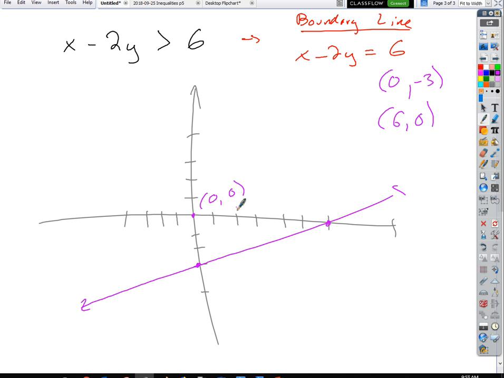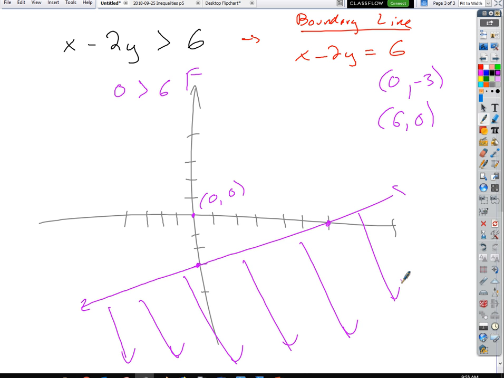0 minus 0 is 0. Is 0 less than 6, true or false? Or greater than 6, sorry. False. So that means that my test point is in which half plane, the solution or the non-solution? Non. So the strategy might be that we'll test a point. If it passes, we shade that side. If it doesn't pass the test, we shade away, right? So this is the region that gets shaded, okay?